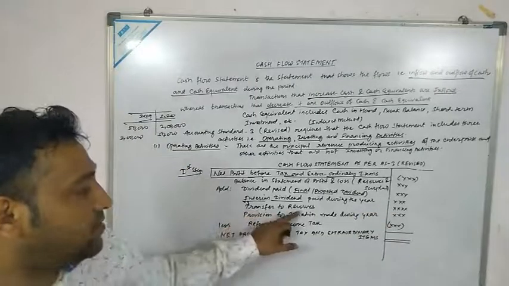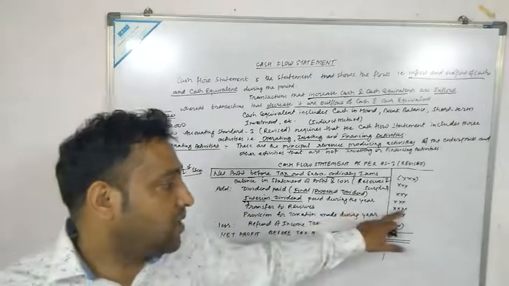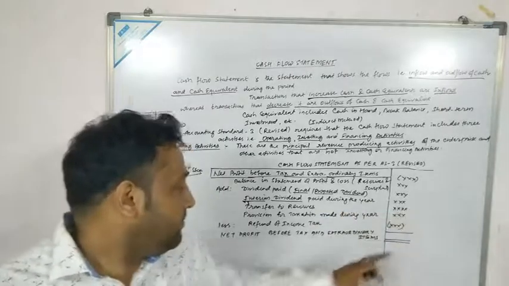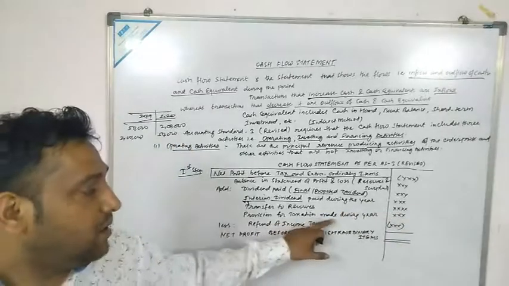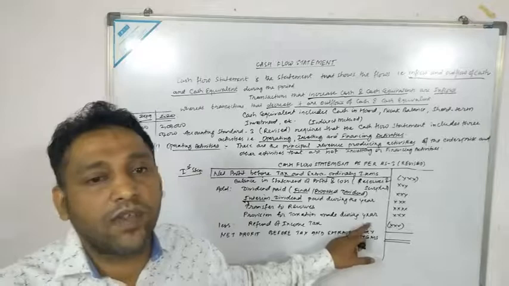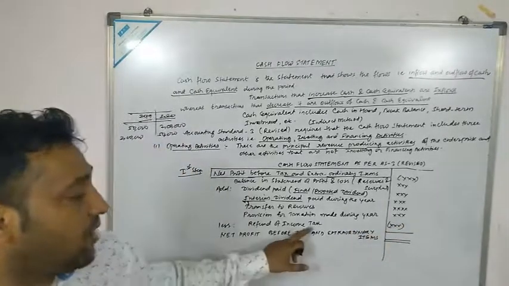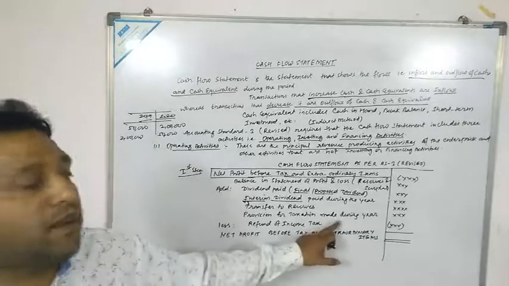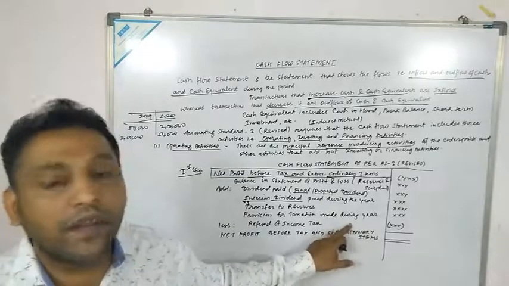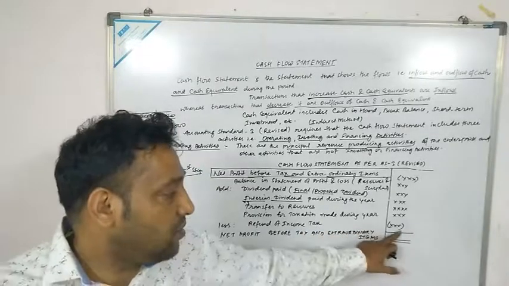Then you have to add transfer to reserve. Any amount transferred to reserve would be added. Then provision for taxation made during the year. Whatever provision for taxation is made would also be added. And if any refund of income tax is there, that has been credited in the statement of profit and loss, that would be subtracted.